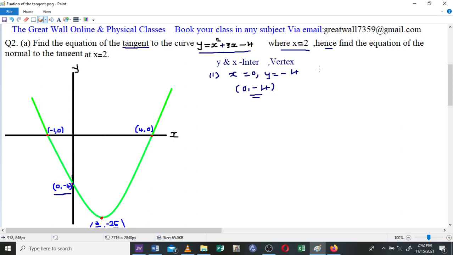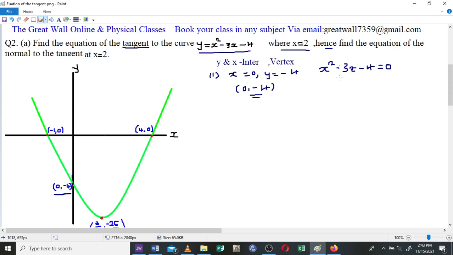Now next, we need to find the x-intercepts. Since we are using the equation here, there was just a mistake here. This positive here is supposed to be a negative. All right, that's it now. So we have x squared minus 3x minus 4, and we are letting this equal to 0. So we are letting y be equal to 0.